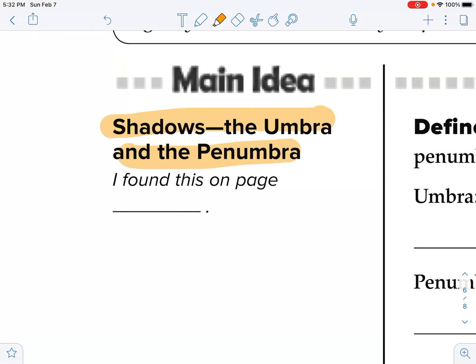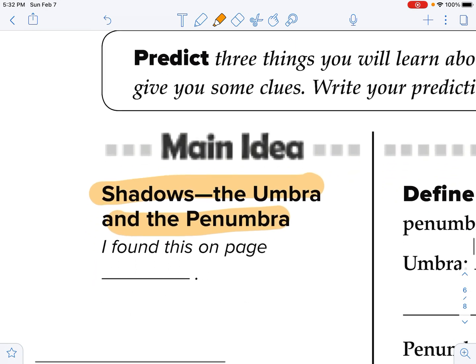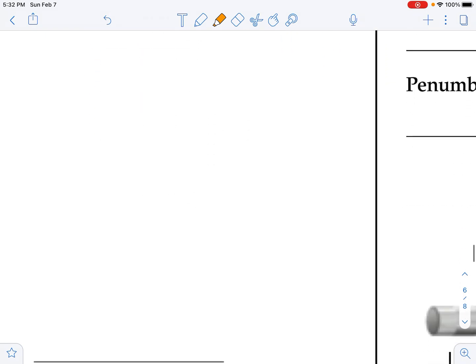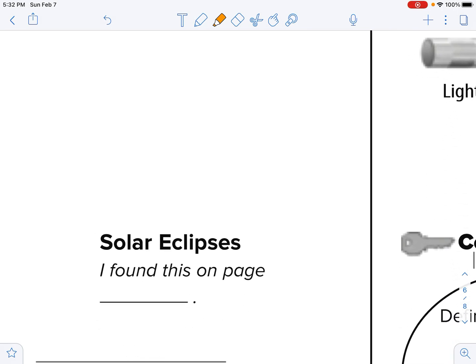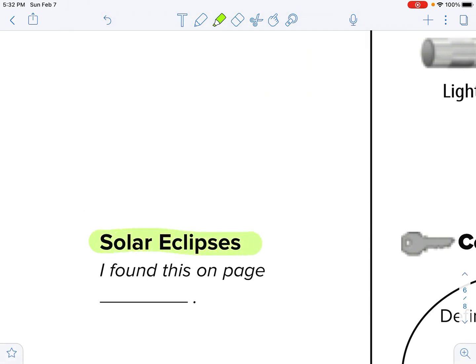Hey guys, we are going to break up the beginning of lesson 3 about eclipses into a couple of parts that we read. So what you see in front of you here is your science notebook for lesson 3, eclipse and tide. So go ahead and mark shadows, the umbra and the penumbra. Go ahead and mark that in orange. And then we will scroll down and we will mark solar eclipses in green. So those are the two parts of our textbook that we are going to read today.